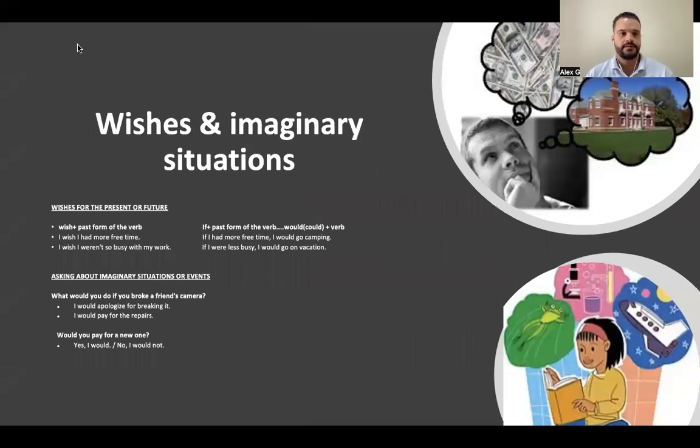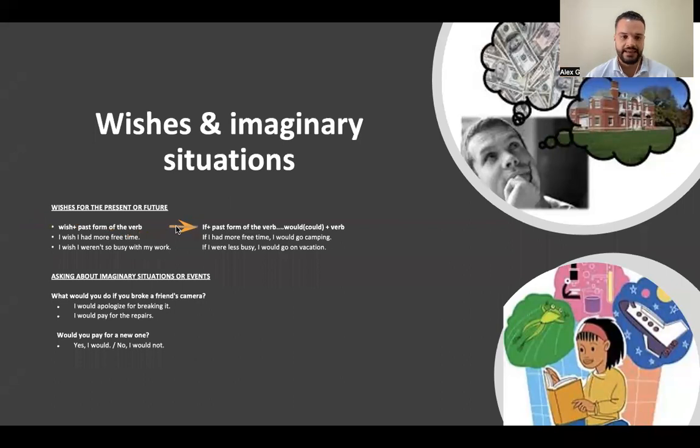The next one is going to be wishes and imaginary situations. So let's take a look at what this is all about. We can use wishes for the present or the future. The structure that we're going to use is wish plus the past form of the verb. And some examples of this could be, I wish I had more free time. If this wish were to become true, then we can continue to talk about the result or what would happen if this were to become reality.